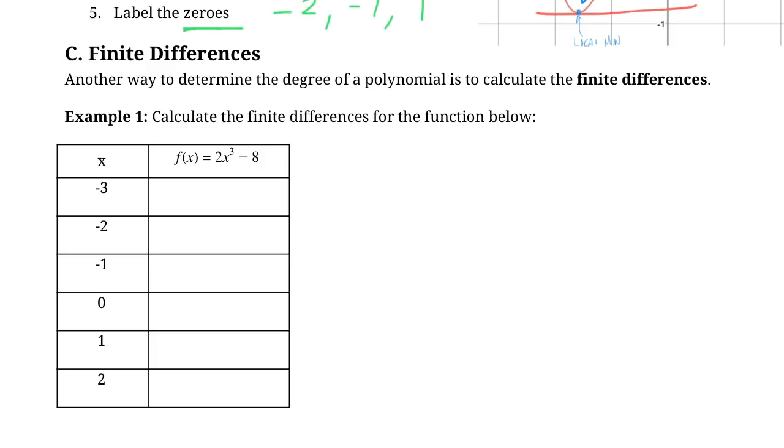So first of all, you need to plug in the values to generate the y values. So I'm going to do that now. Do it yourself. You can pause it here, do that, and then come back in a second. So this is what you should get if you do it.